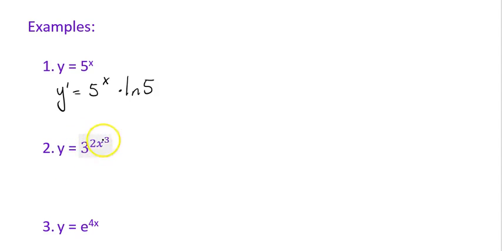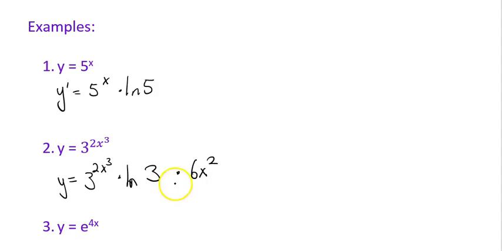Example 2, I will be doing the chain rule because the exponent is not a plain x. So I would start with my rule. You copy exactly what you have, so 3 to the 2x cubed power. You multiply by the natural log of the base, which is 3. But then this exponent being different means you multiply by the derivative of that exponent. If you just had 2x cubed, its derivative would be 6x squared. So again, with the exponential, you copy it down, you multiply by the natural log of the base, and then you multiply by the derivative of the exponent.